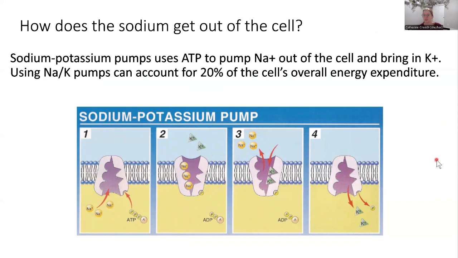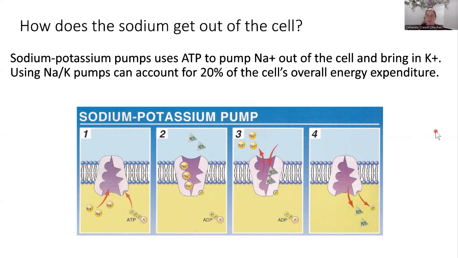So if sodium is pumped into your cells every time we take in something else, how do we get the sodium out? And the answer is sodium-potassium pumps. Sodium-potassium pumps are extremely important to your body. So important that 20% of your overall cell's energy use can be used just to pump around sodium and potassium, which is a huge amount of energy for your cell on just one type of transporter.